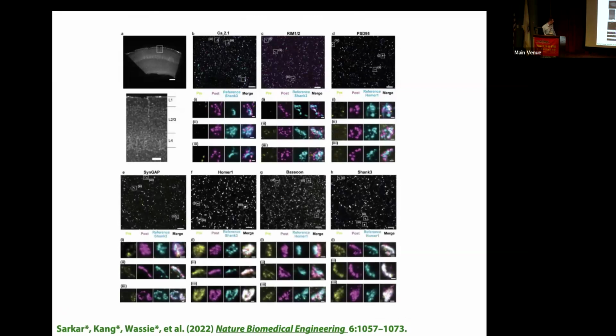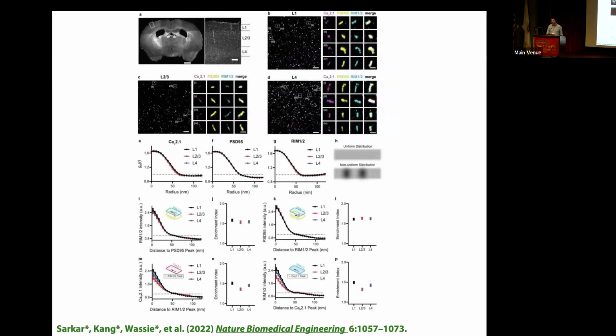Not all proteins are crowded. Here in F, G, and H, we have Homer, bassoon, Shank3, and the yellow and pink, I hope you can see, look very similar to each other. So you can do things like look at the nanoarchitecture of synapses, of amyloid, of all sorts of interesting things, and map out the relative organization of biomolecules with respect to each other.